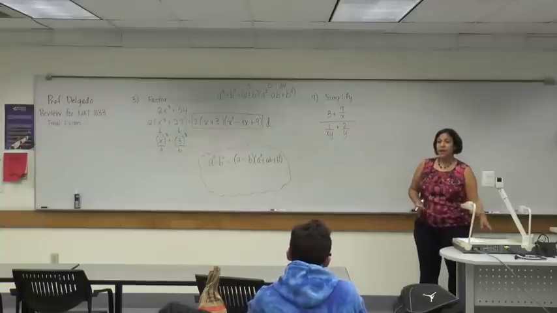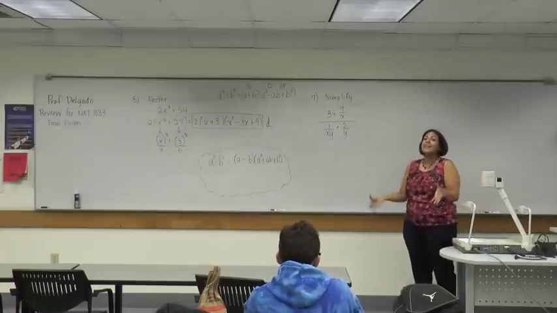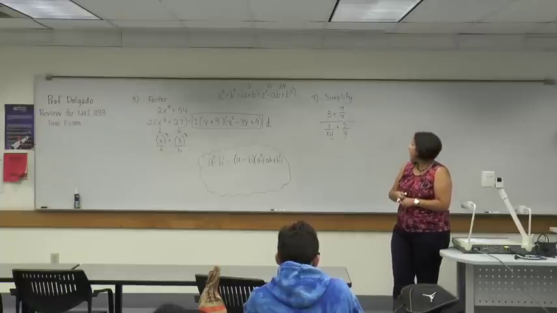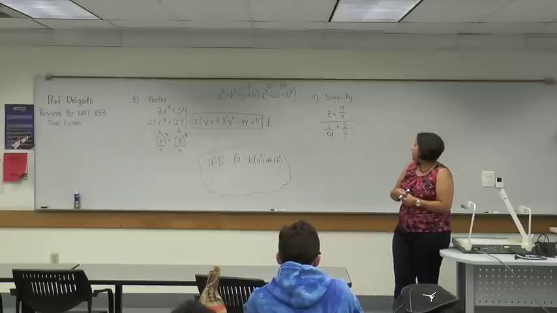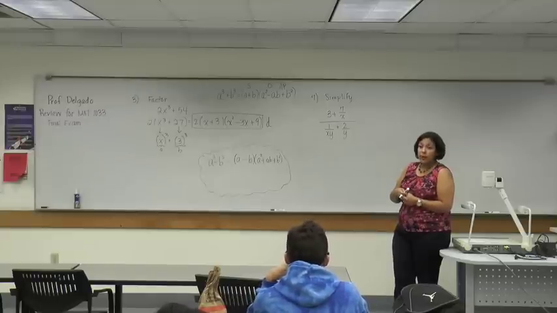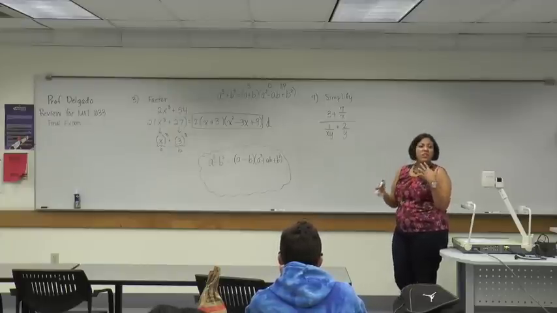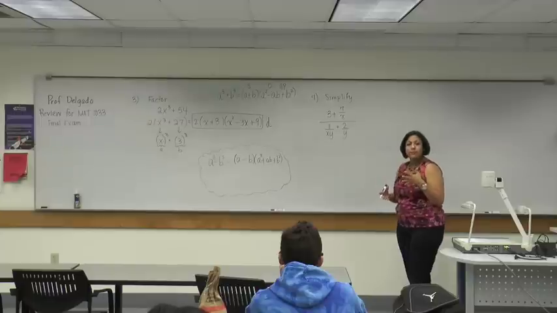A complex fraction is a fraction that contains fractions within itself. So we have 3 plus the quantity 7 over x in the numerator, and 1 over xy plus 2 over y in the denominator. There are two different ways that we could attack this problem.